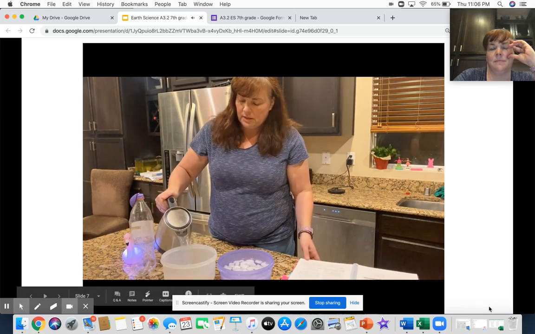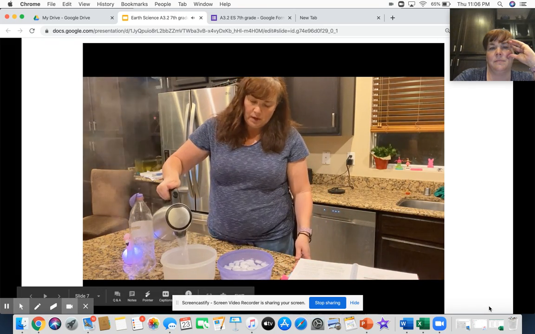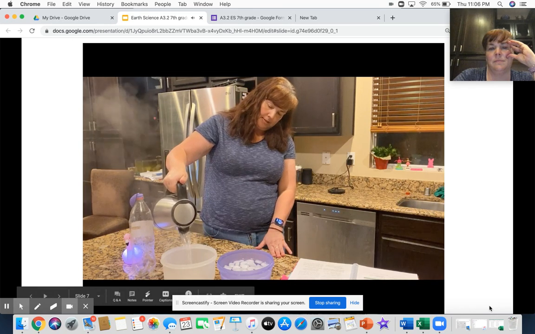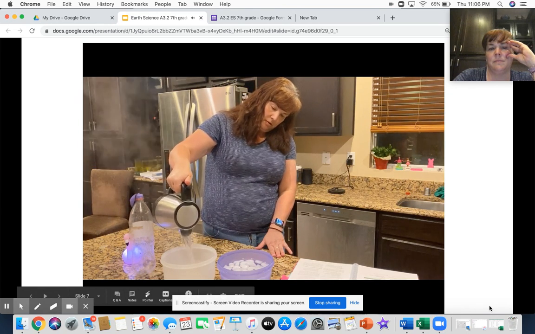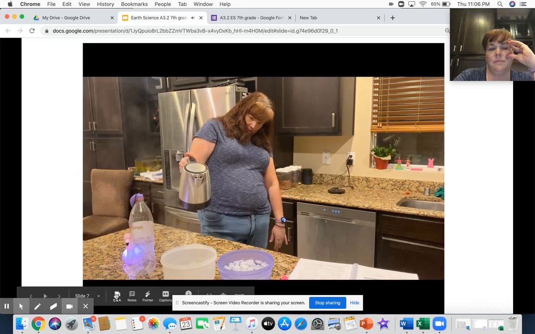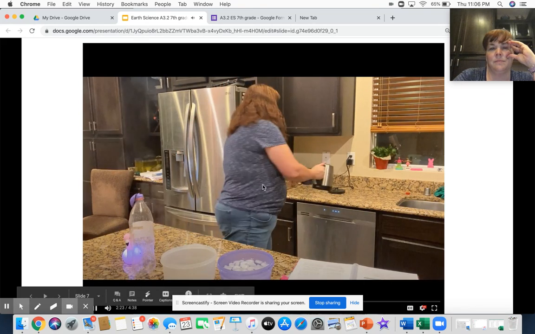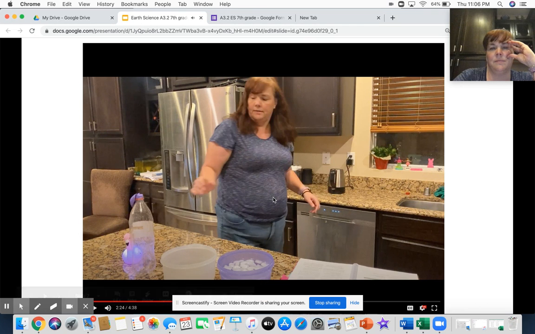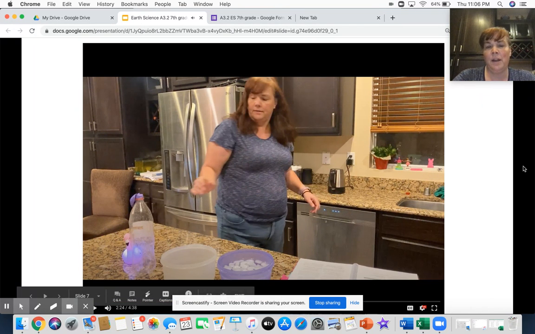So we're gonna pour this in here until it's about the same height as the ice water, so we can keep our variables consistent. All right. Okay, so I'm gonna stop it right now.